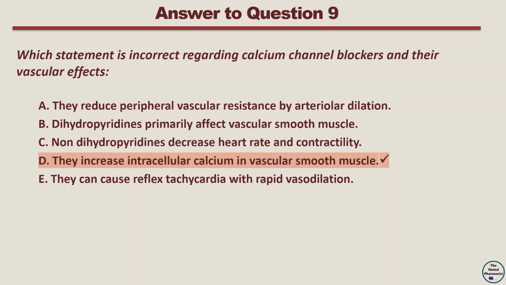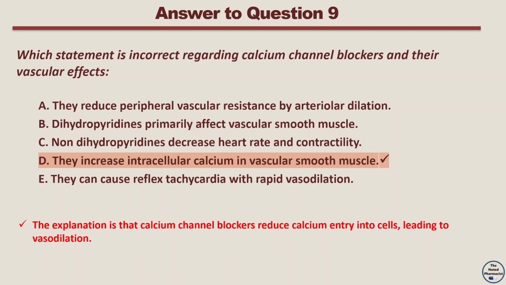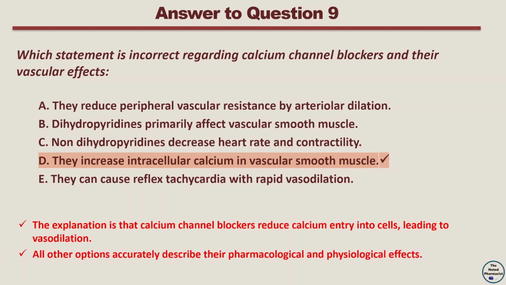The correct answer is option D. They increase intracellular calcium in vascular smooth muscle. The explanation is that calcium channel blockers reduce calcium entry into cells, leading to vasodilation. All other options accurately describe their pharmacological and physiological effects.